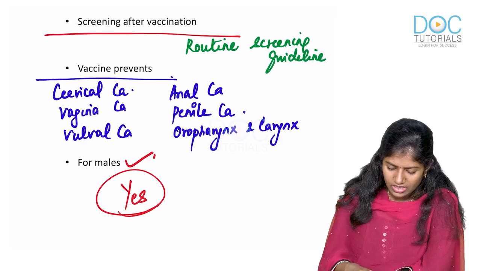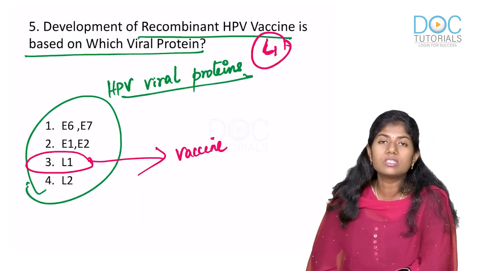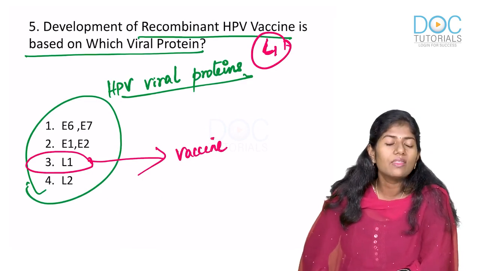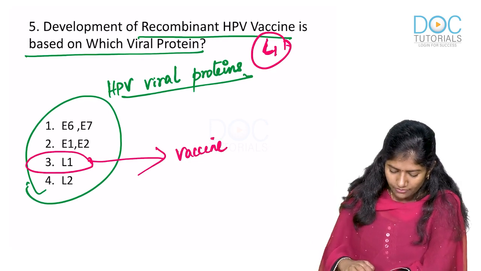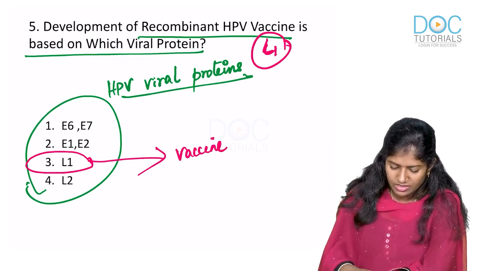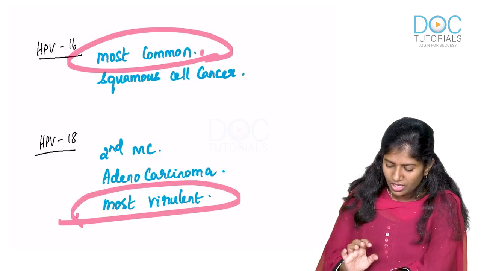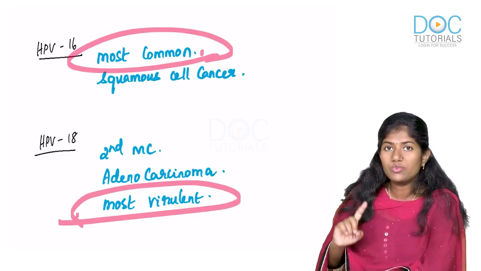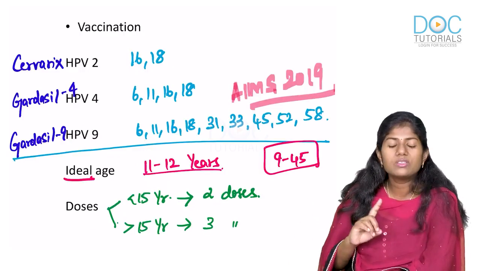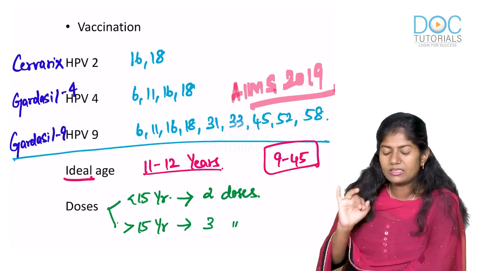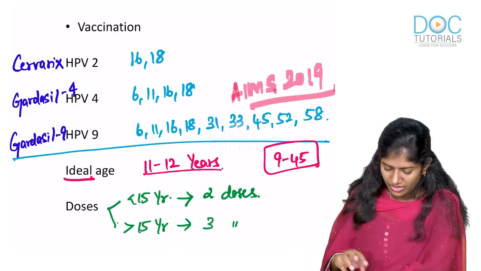So basically the question started with what? The viral protein that is used in the recombinant HPV vaccine is L1. Okay, so this is about the HPV vaccine. How many oncogenic subtypes are there? 15. Which is the most common? HPV 16. Most virulent? HPV 18. Second most common? HPV 18. What are the strains included in Gardasil 9? 6, 11, 16, 18, 31, 33, 45, 52 and 58.